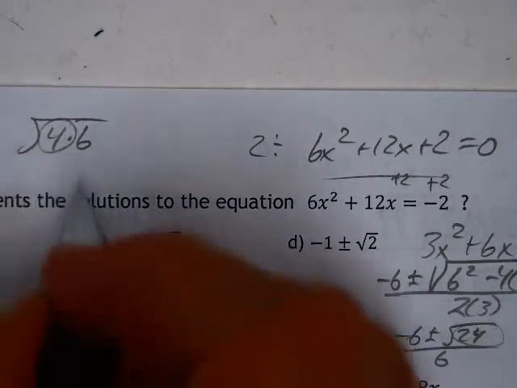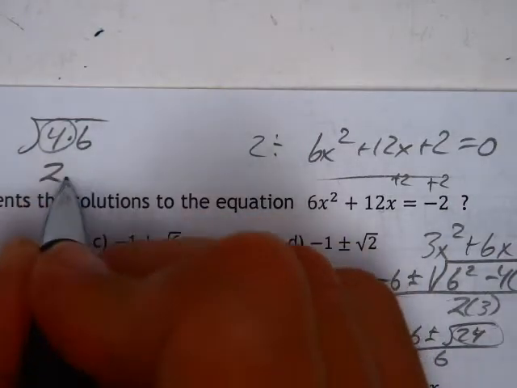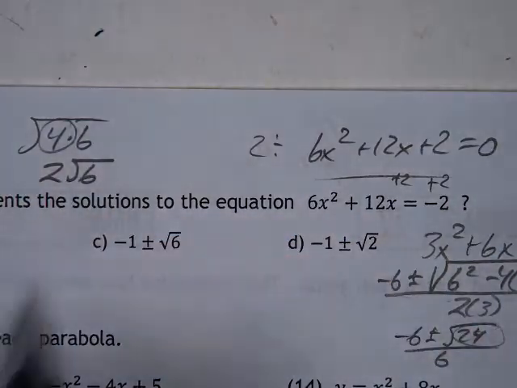So the square root of 4 is 2. Square root of 6 is just that. The square root of 6, it can't be simplified.